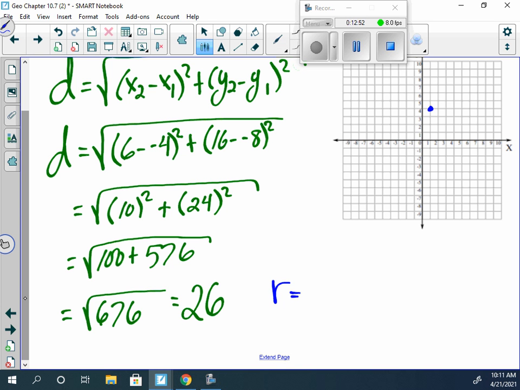So the diameter of the circle is 26. The radius would be what? 13, because we would divide 26 by 2 and get 13. Well, that's unfortunate.